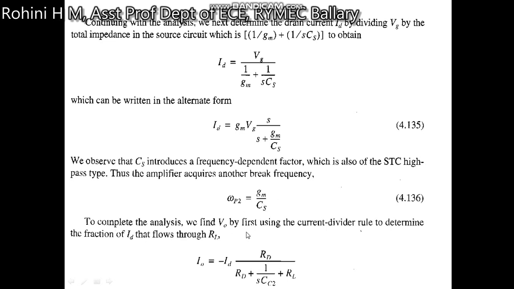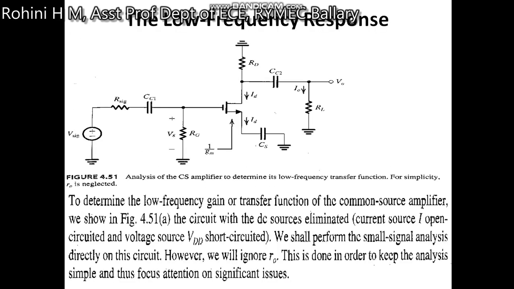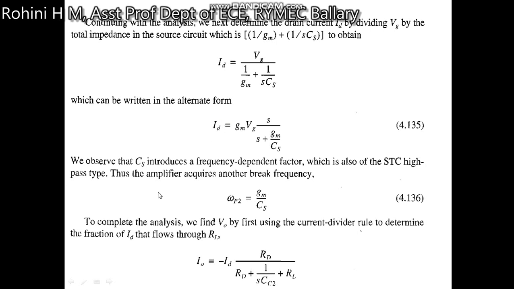To complete the analysis, we find V out, first using the current divider rule to determine the id that flows through RL. So using the current divider rule, we are writing this I naught. All those expressions are written by using this circuit diagram. So I naught is equal to minus id into Rd divided by Rd plus this expression.